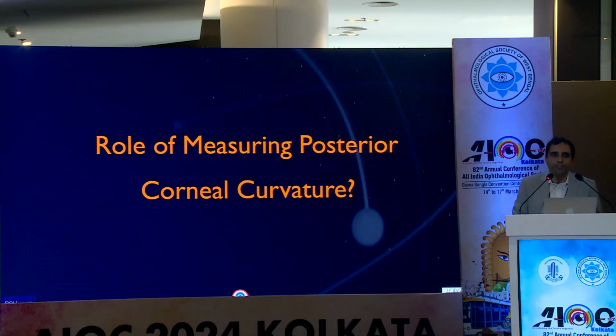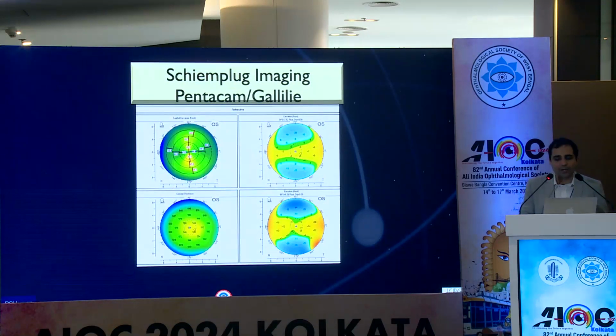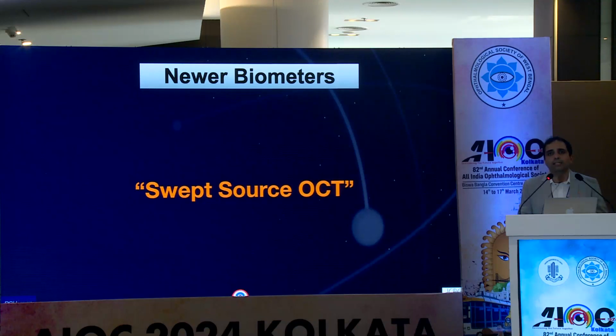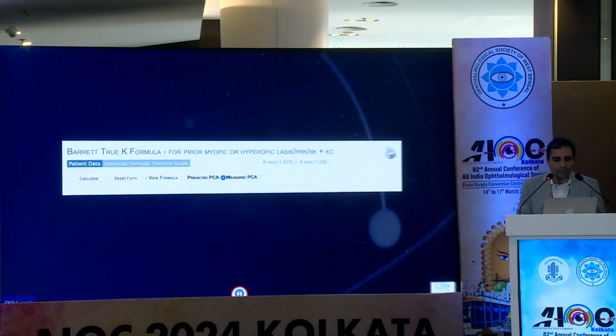What is the role of measuring the posterior corneal curvature? The discussion that we just had. There are now machines which allow us to measure the posterior cornea directly, like the Scheimpflug imaging, the Pentacam or the Galilei. And there are biometers which don't directly measure the posterior cornea. The IOL Master 700 also gives you a simulated posterior corneal reading, not the direct capture reading. But yes, you do have readings of the posterior cornea that are available now.